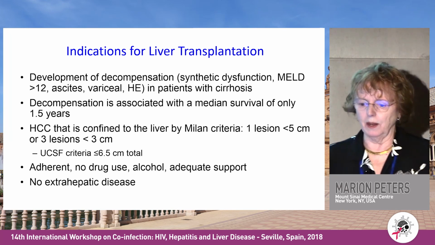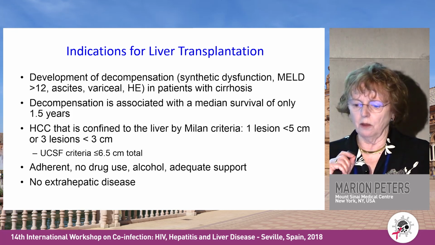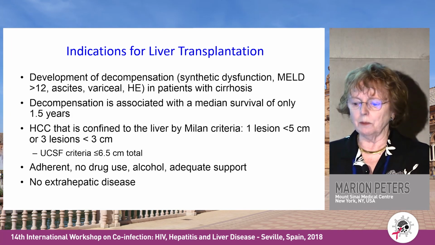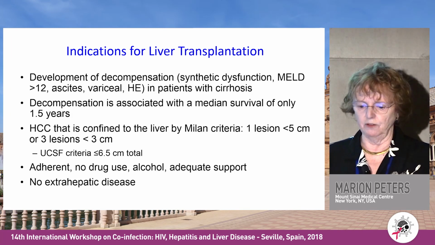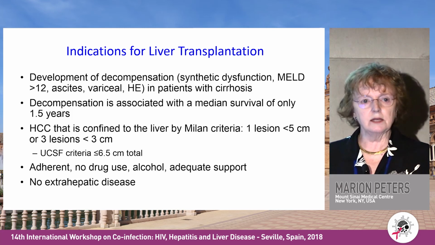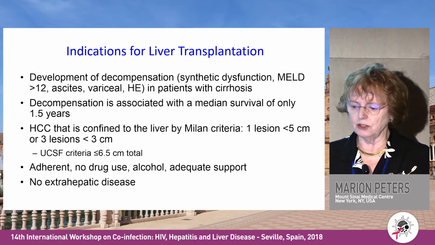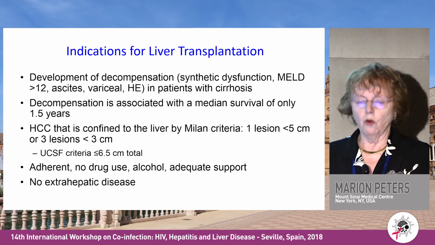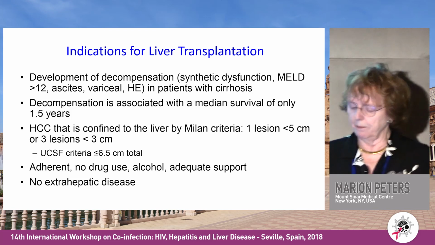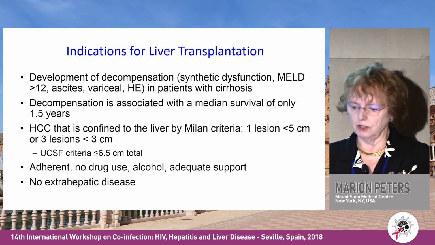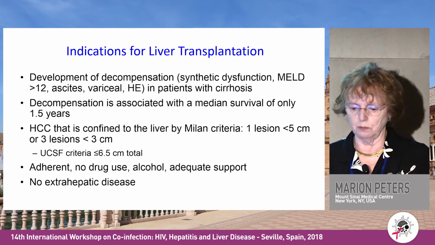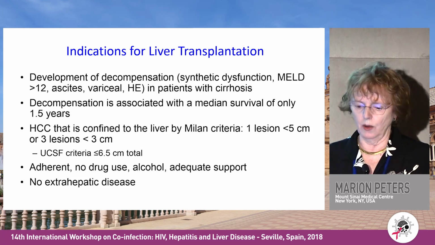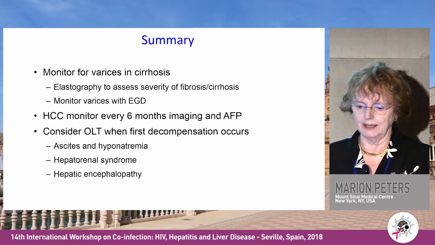Indications for liver transplant: the development of any decompensation in patients with cirrhosis, because it's associated with a median survival of 1.5 years. Hepatocellular carcinoma that is confined to the liver, so-called Milan criteria, or the UCSF criteria. The patient has to be adherent, with no drug use or alcohol use, and has to have adequate support. And a relative contraindication is having extrahepatic disease.